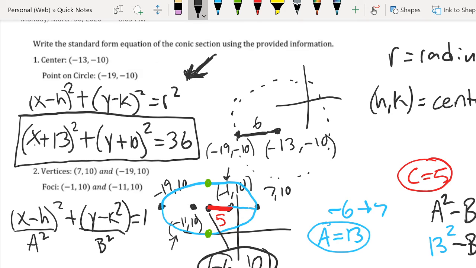So to recap real quick, we did a and c. a we knew based off of going from the center to the edge. And then c we know from going from the center to one of the foci. That distance from the center to the foci is c, and the distance from the center to the edge of the ellipse is either a or b, depending on the problem. In this case, it happened to be a. And now we're ready to solve. Once we know b, we're done. So we're almost there. 169 minus b squared equals 25.